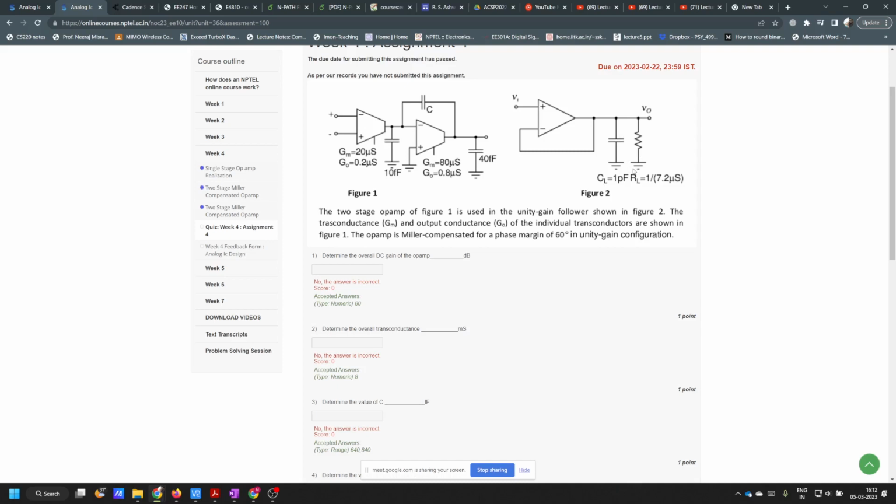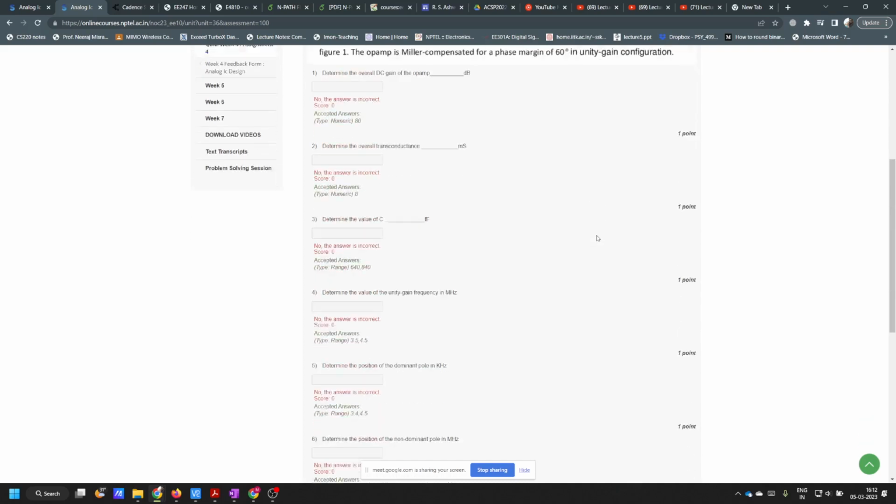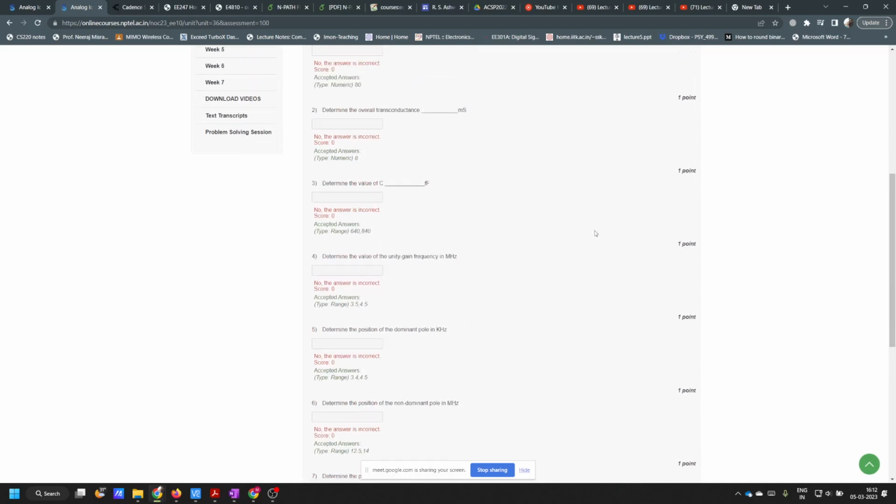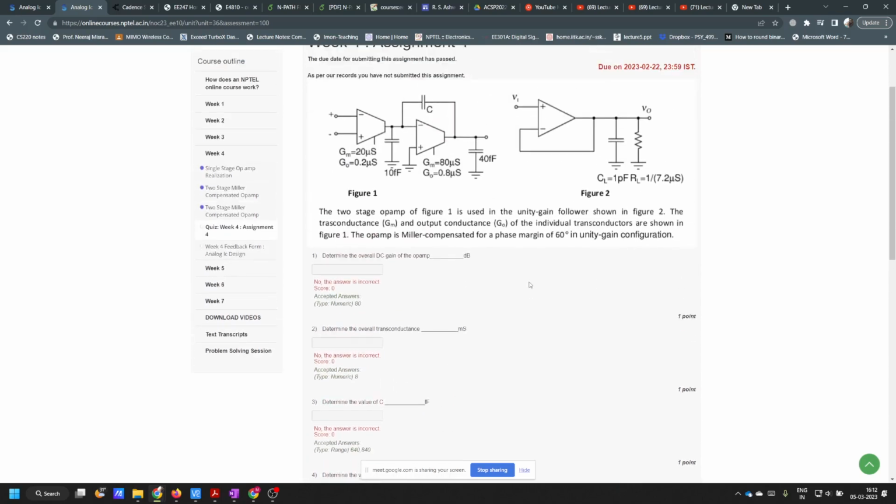Then, sir, my question was: in the videos I have learned from the 60-degree phase margin calculation, some equation comes like omega_u by p2 equals some 16 degrees. When we put the equations, for omega_u we put gm1 by Cc, and for p2 we put all that formula. After that, in that CL configuration, I am putting 1040 femtofarad, or the C1, whatever 10 femtofarad is given.